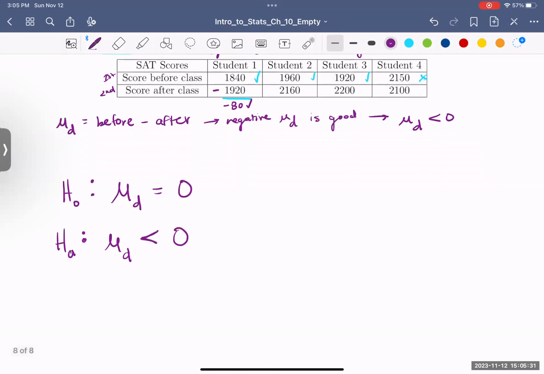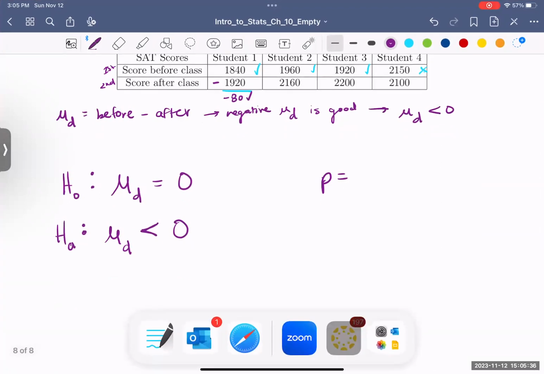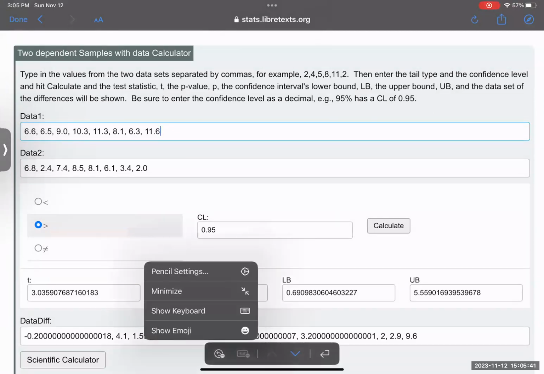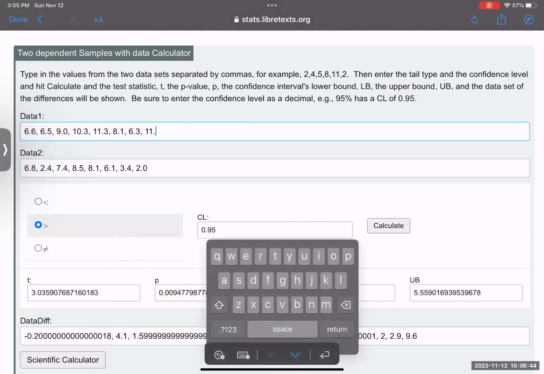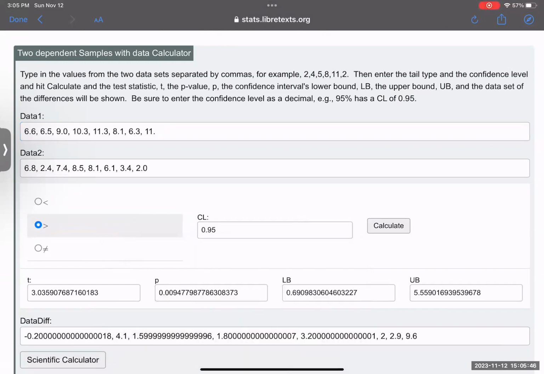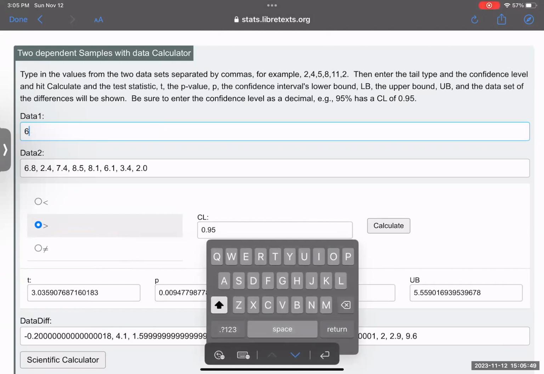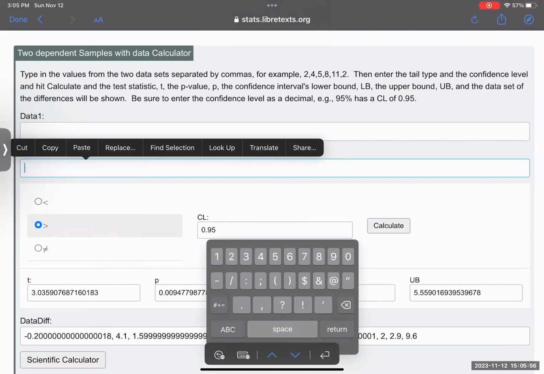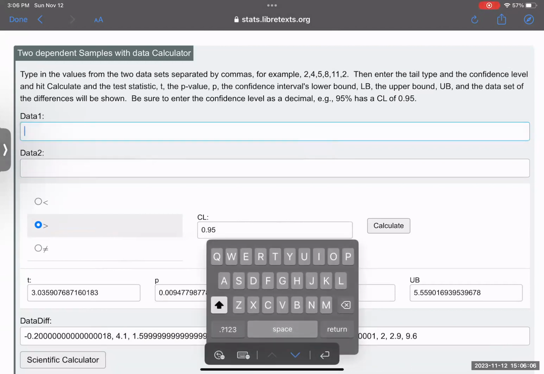Then I have to go and use my online calculator to get that p-value and that test statistic. All right, oops, still got the last example in here. Let me backspace out of here real quick. All right, that was really fun. Maybe this will be quicker. We are putting in our data this time, 1840, comma, oops, I'm in data 2. Glad I caught that early on. Why is this thing still here?